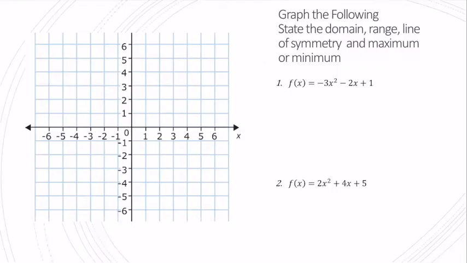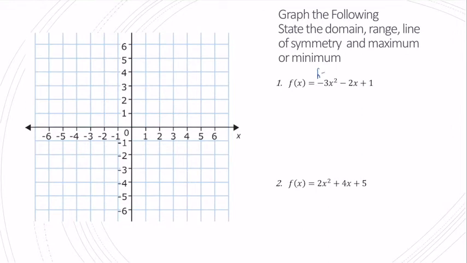So why don't we go ahead and graph the following. What I want us to make sure we do is state our domain, range, line of symmetry, and the maximum or minimum. You're only going to have a maximum or a minimum, not both. So we start by finding our vertex. That's what we're always going to want to do.